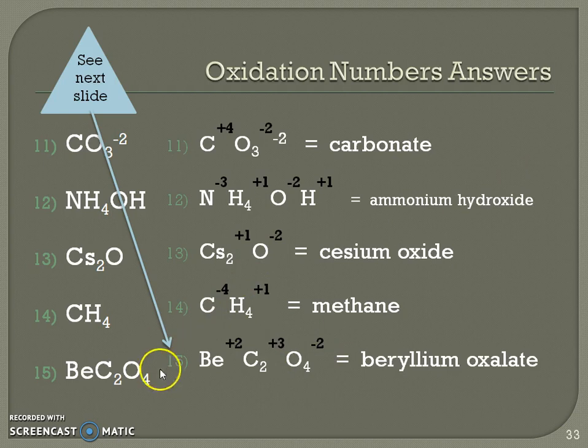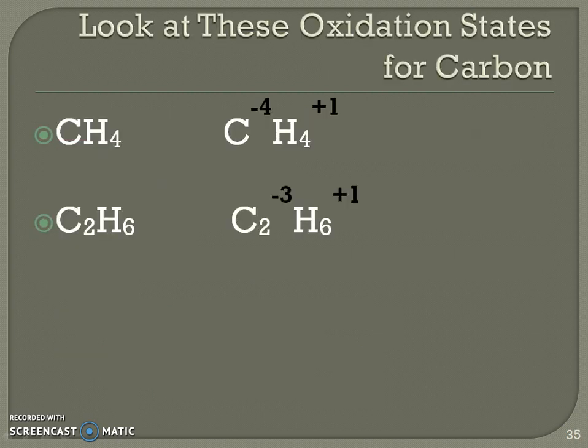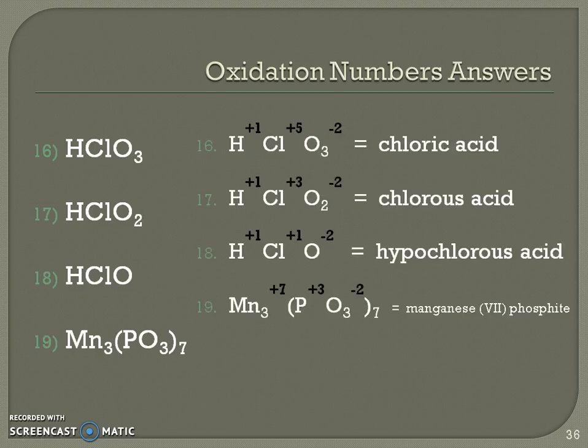For this guy, I have a little bit more detailed explanation. You might want to read over that. And again, looking at CH4 versus C2H6, carbon is the more electronegative, so it's going to get the negative, where the hydrogen is the +1, even though it's written in that weird way. Again, back to organic chemistry. Here's 4 more. Hopefully you got that. Hopefully it is getting easier.